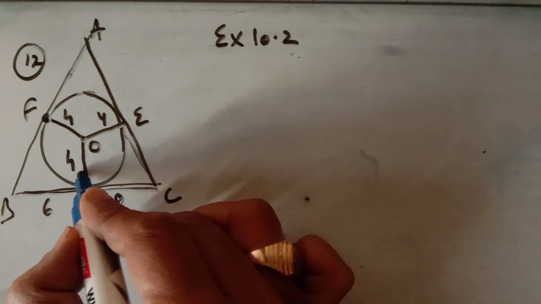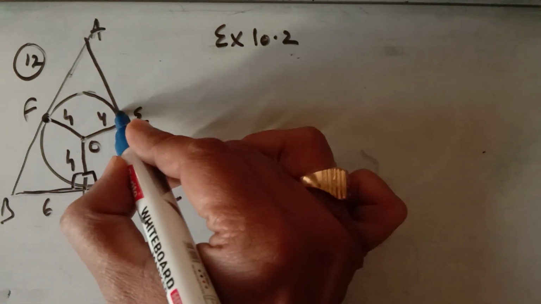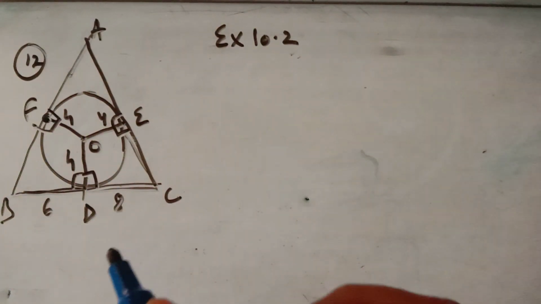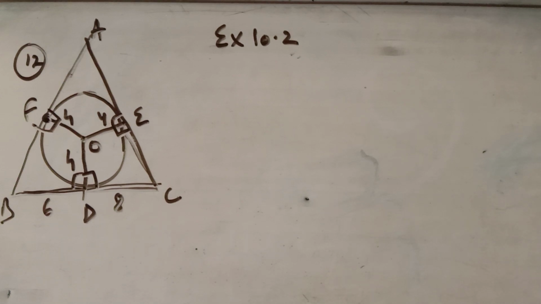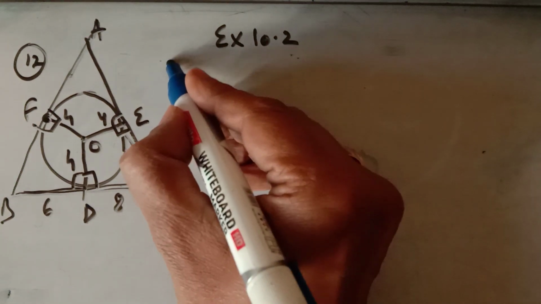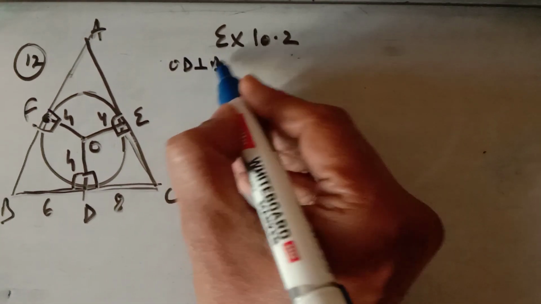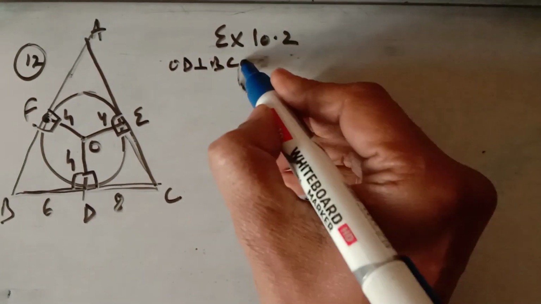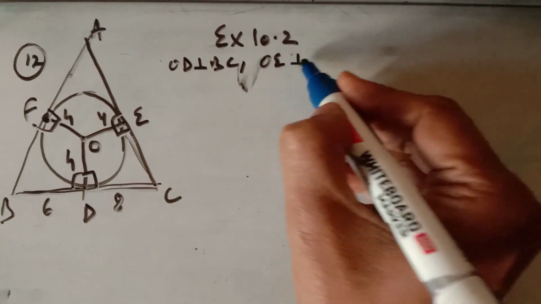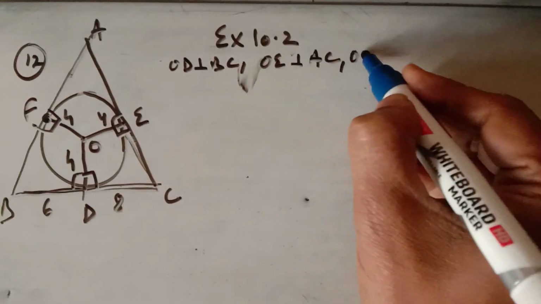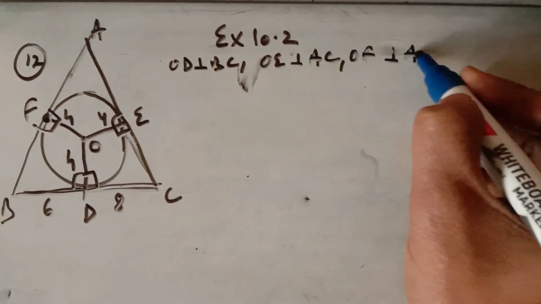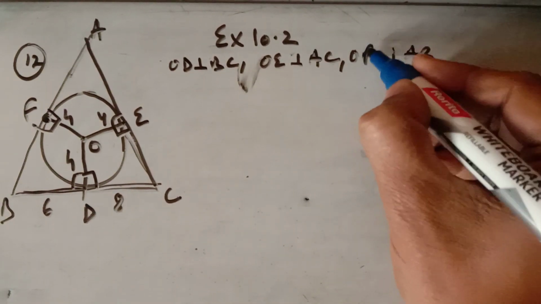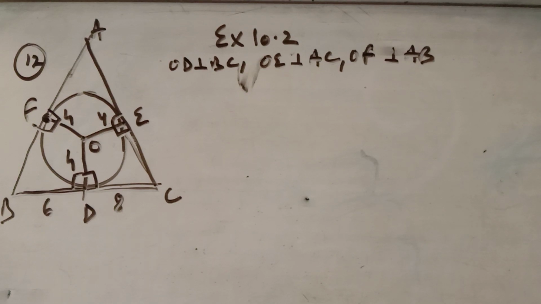Now we know that the tangent is perpendicular to the radius, so these will be perpendicular to each other. That is, OD will be perpendicular to BC, OE will be perpendicular to AC, and OF will be perpendicular to AB, because the tangent is perpendicular to the radius.